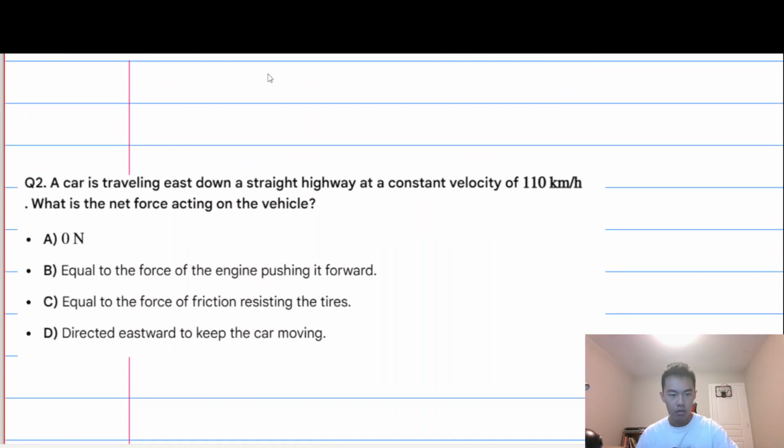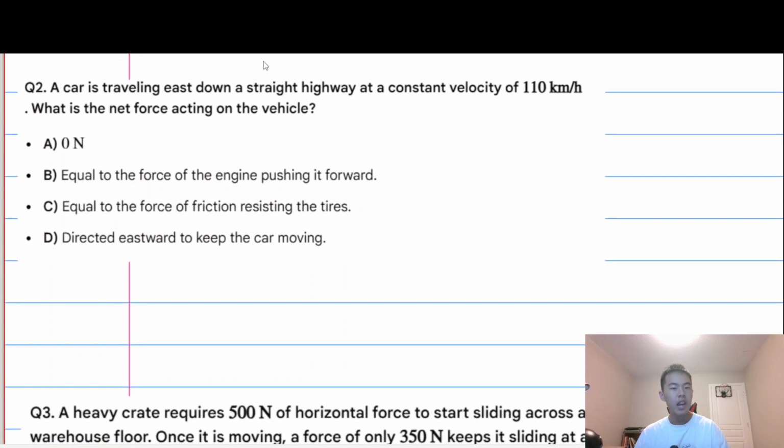Question 2. A car is traveling east down a straight highway at a constant velocity of 110 kilometers per hour. What is the net force acting on the vehicle? So this one is actually a trick question, because where's the trick? It's right here. A constant velocity of 110 kilometers per hour. Sometimes you could look at this and think, oh, maybe there is a net force acting on the vehicle.